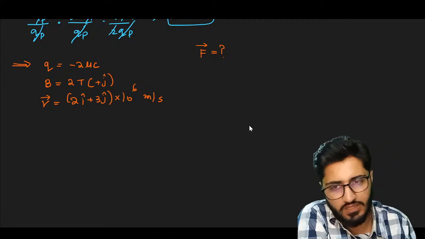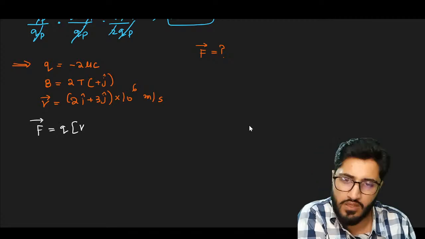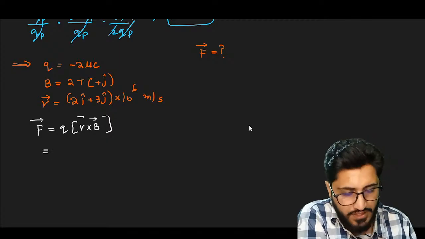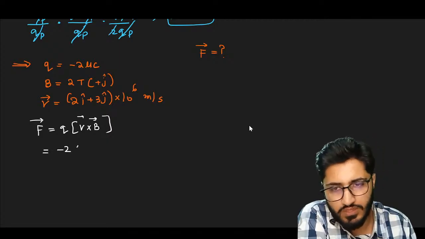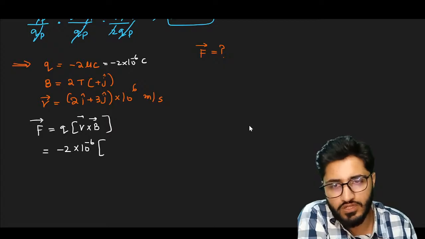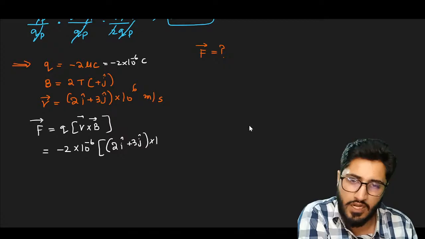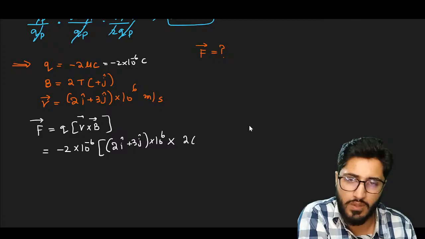Sir, it is simple, no? How? F equals Q V cross B. What is Q? Minus 2 into 10 to the power minus 6 coulomb. Write it down. What is V? V is 2 I cap plus 3 J cap, times 10 to the power 6. Then cross B. What is B? B is 2 plus J cap.